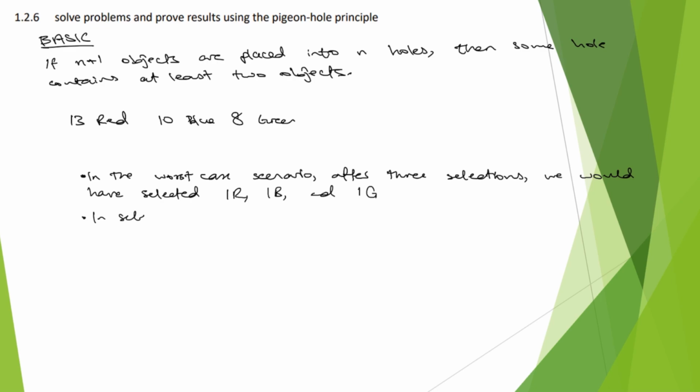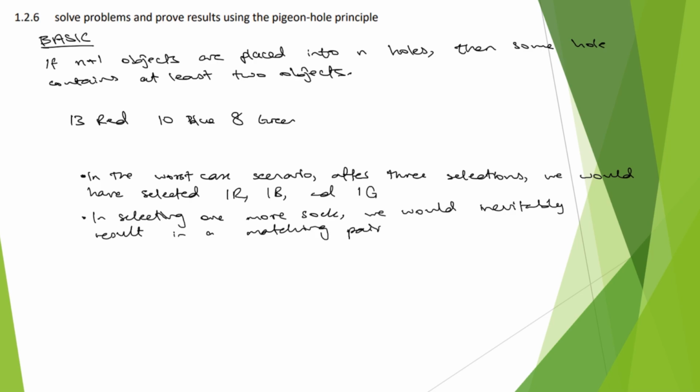In selecting 1 more sock, we would inevitably result in a matching pair. Hence, we need to select 4 socks or 4 pigeons. Okay, so this is the worst case scenario approach.